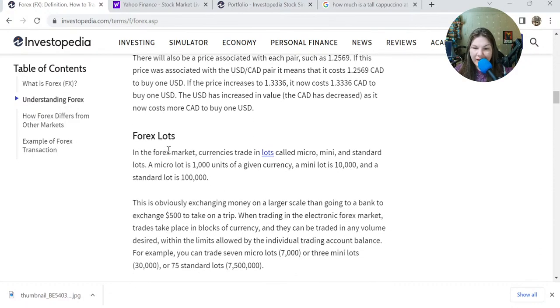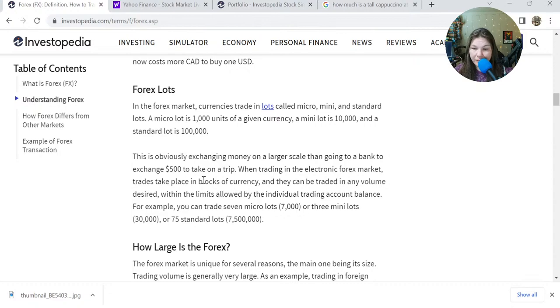So, in the Forex market, currencies trade in lots called micro, mini, and standard lots. A micro lot is 1,000 units of a given currency. A mini lot is 10,000, and a standard lot is 100,000. This is obviously exchanging money on a larger scale than going to a bank to exchange $500 to go on a trip. When trading in the electronic Forex market, trades take place in blocks of currency, and they can be traded in any volume desired, within the limits allowed by the individual trading account balance. For example, you can trade 7 micro lots, 7,000, or 3 mini lots, 30,000, or 75 standard lots, 7.5 million.